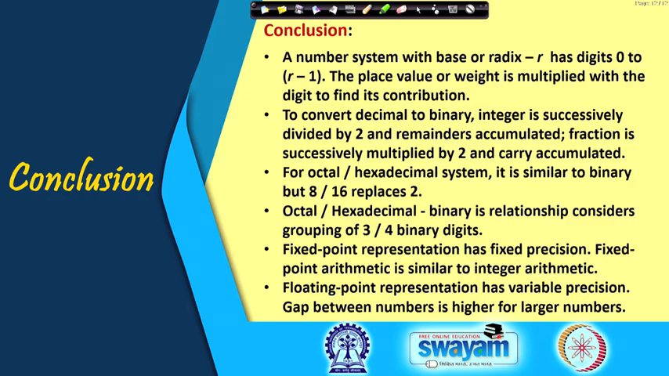And fixed point representation has fixed precision. Fixed point arithmetic is similar to integer arithmetic, and we shall discuss that part elaborately later. And floating point representation has variable precision, and the gap between numbers is higher for larger numbers.